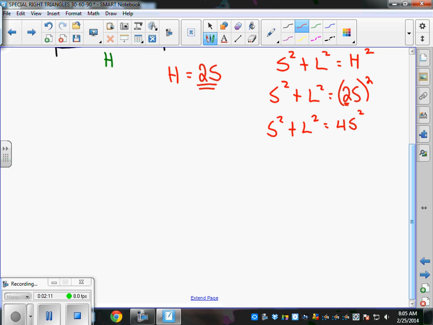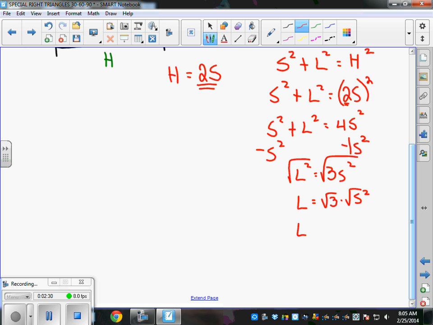Now I want to solve for L, so I'm going to subtract an s squared. And that's going to give me L squared equals, well remember, this is 4s squared minus 1s squared, so that would be 3s squared. Then I'll take the square root of both sides and get that L is the square root of 3 times the square root of s squared, which is the square root of 3 times s, or s times the square root of 3. And there's the other relationship that we need.